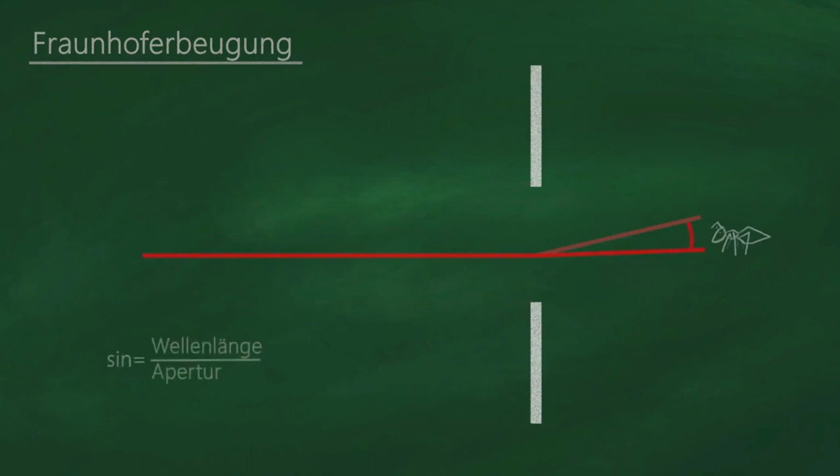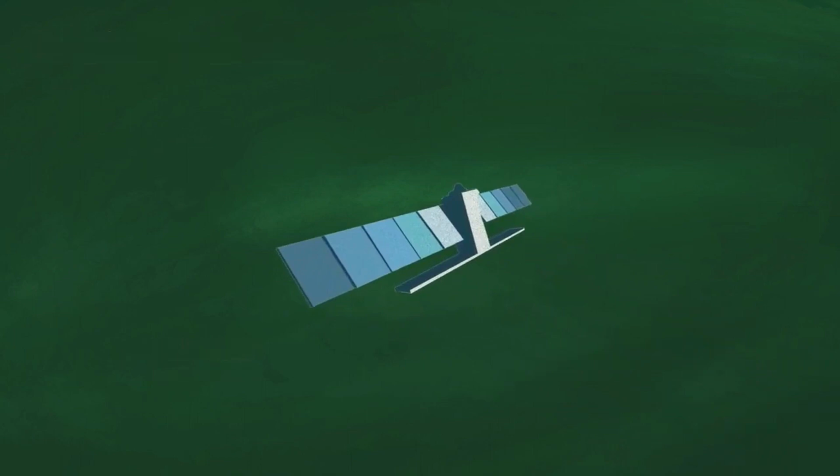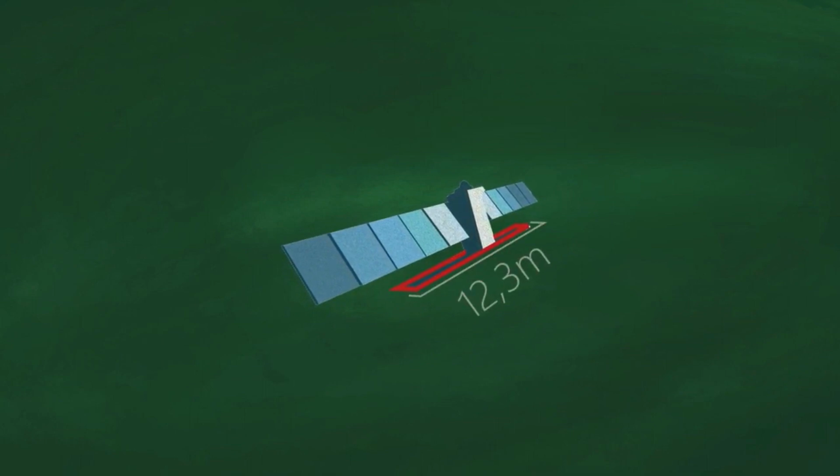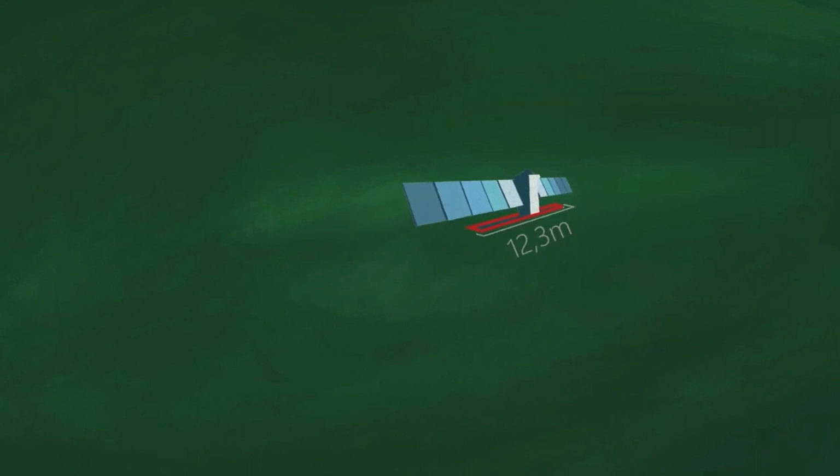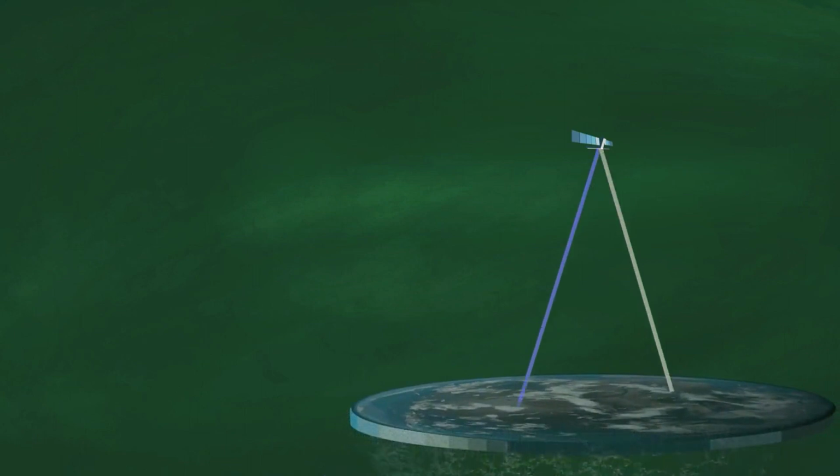Radar satellites also operate with electromagnetic waves and have an aperture. However, since they have neither a diaphragm nor a pupil, the aperture corresponds to the entire length of the radar antenna. In the case of Sentinel-2, this length is 12.3 meters. The satellites are in an orbit about 700 kilometers above the Earth. To simplify our calculation a bit, let's assume the Earth is flat. But don't tell anyone.